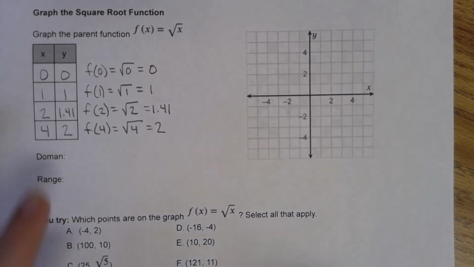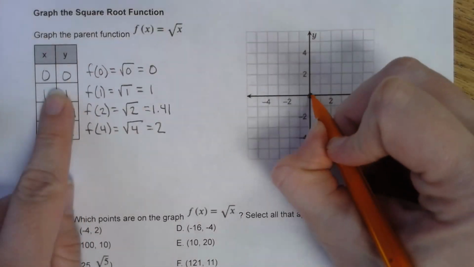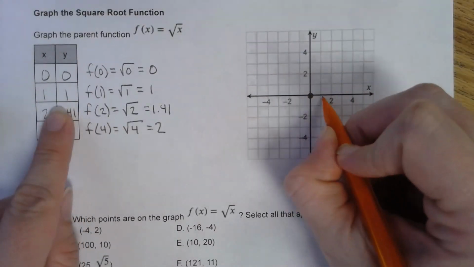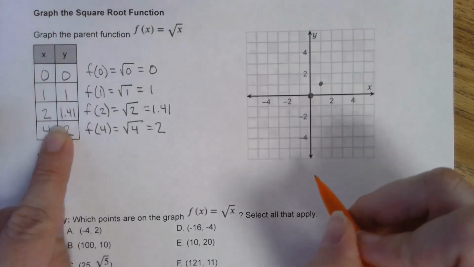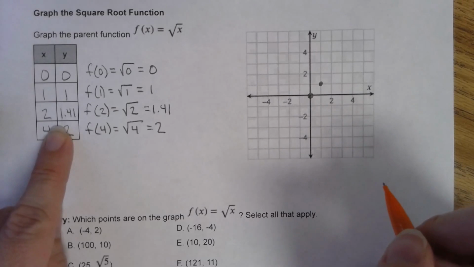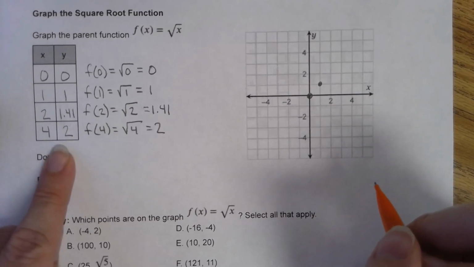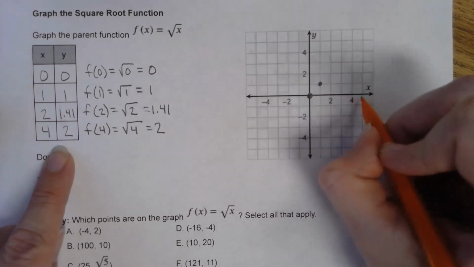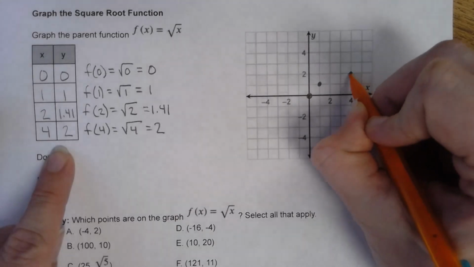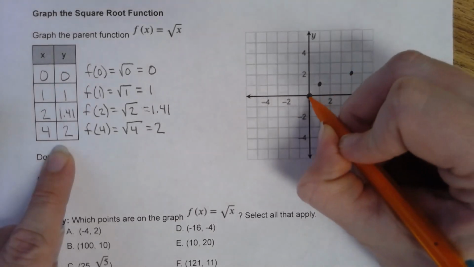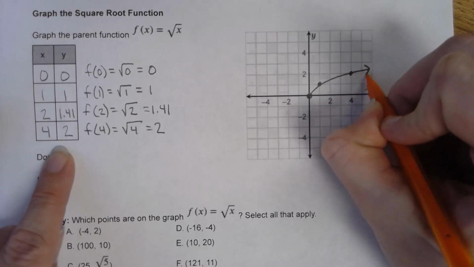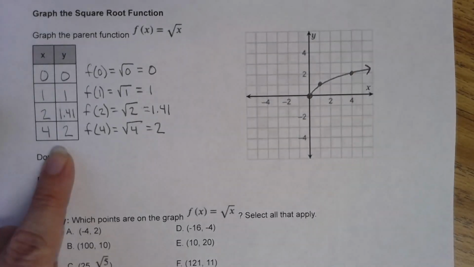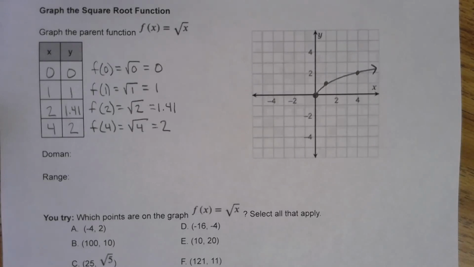So let's plot these points. 0, 0 at the origin. 1, 1, so to the right 1 and up 1. We'll wait on that 2 and 1.41. We'll come back and talk about that one. But let's do 4, 2. So over 4, up 2. We will connect them with a smooth curved line, and that is our parent function. That is the graph of a square root function.